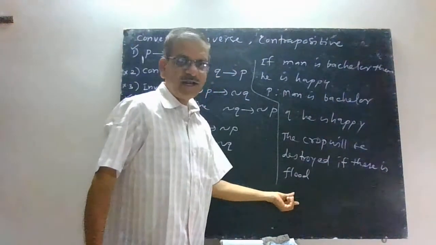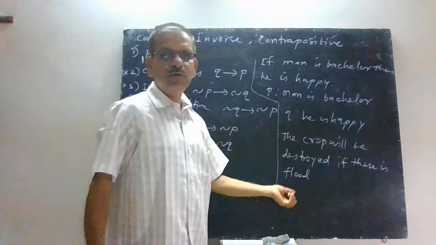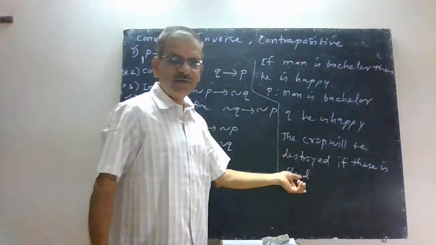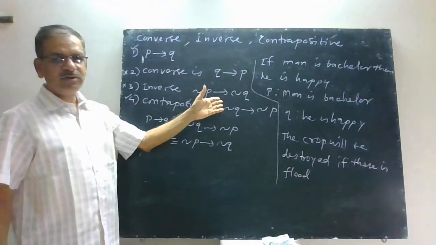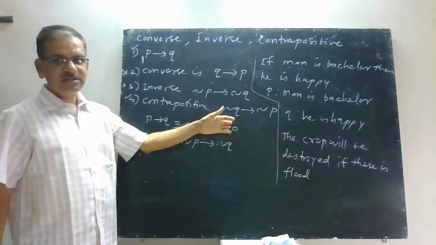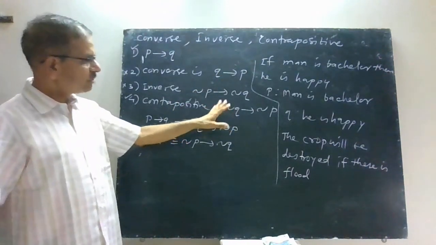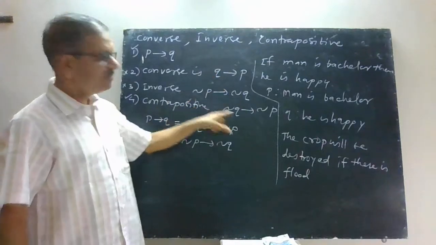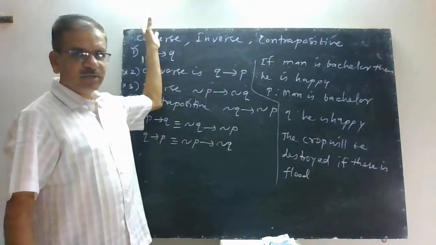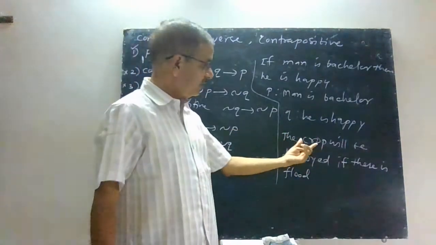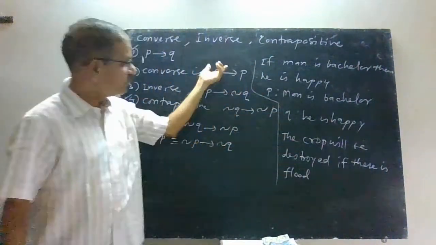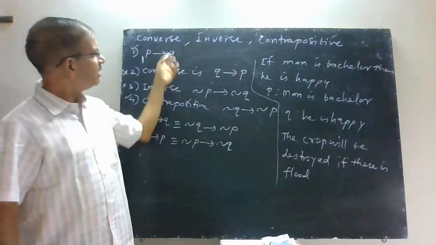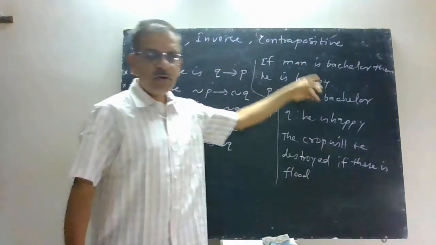So first you have to identify what is P and what is Q. Once you write down P and Q from the given statement, this is your formula for converse, this is inverse, and this is contrapositive. So it is not difficult once you remember these three formulas. Only thing, read the statement carefully, identify P and Q, and just put the values in this formula. So in this way you can write down converse, inverse, and contrapositive.